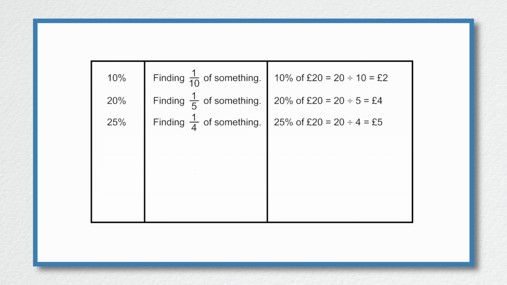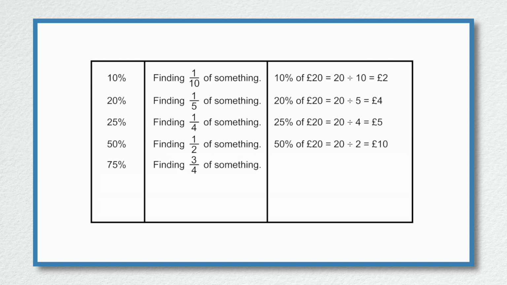equal to £5. If we wanted to find 50% of something, well, that's a half of something. So 50% of £20 is 20 divided by 2, which is equal to £10. If we wanted to find 75% of something, well, that's 3/4 of that something. 75% of £20 is 20 divided by 4 multiplied by 3, which is equal to £15.